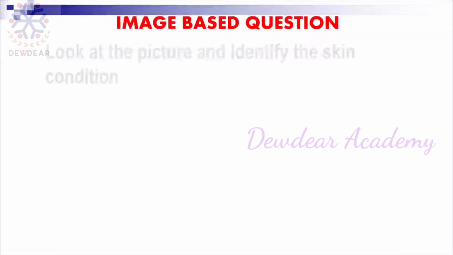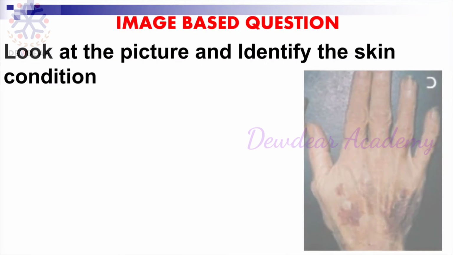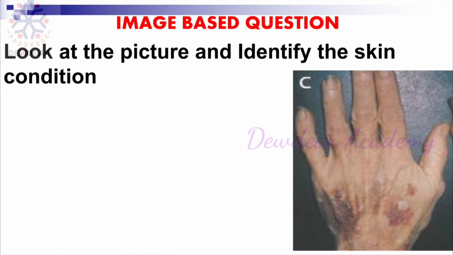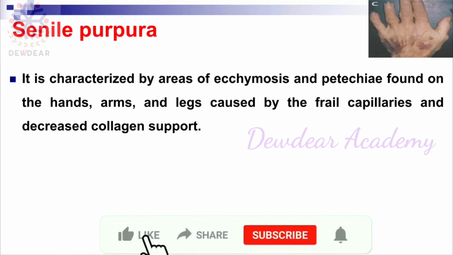Next question. Look at the picture and identify the skin condition. Answer is senile purpura. Senile purpura is characterized by areas of ecchymosis and petechiae found on the hands, arms and legs, caused by frail capillaries and decreased collagen support.